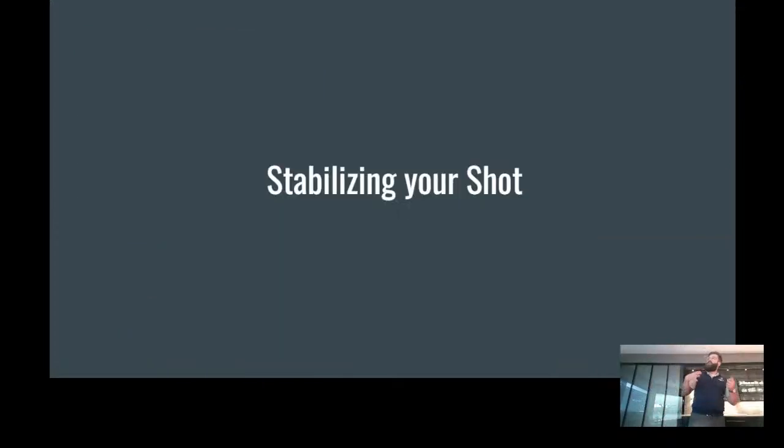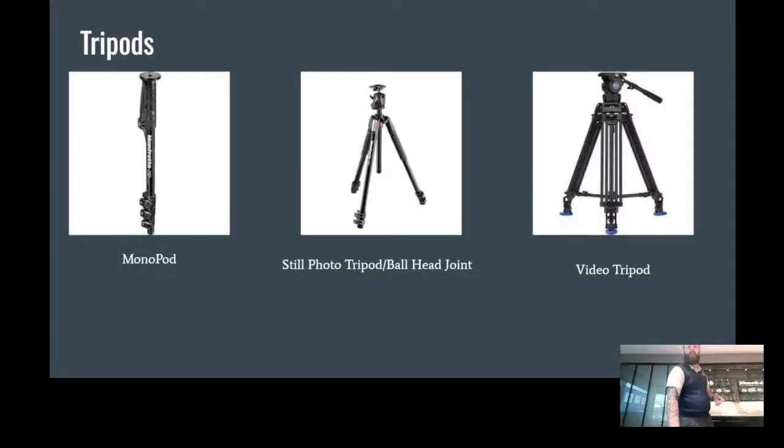Stabilizing your shot, so keeping a nice focus on the shot so it doesn't have a shaky quality. Easiest way to go are tripods. Now I put all 3 of these under the tripods, yet the first one's a monopod. It's a stick, easy to transport. Your still photo tripod, ball head joint, a lot of words, but that is your standard photo tripod. It's not necessarily the best for video, but it's good for locking into a firm position so you can get that shot regardless of what your environment is.